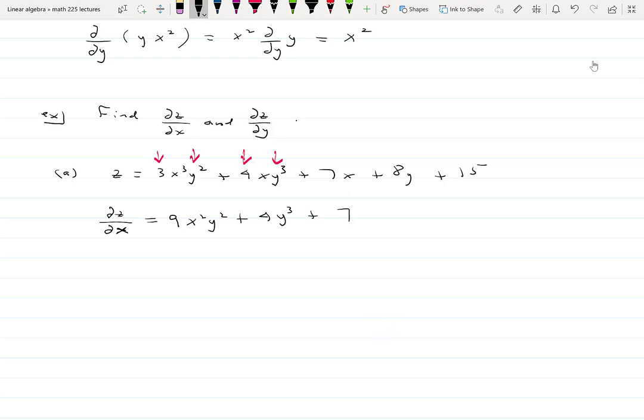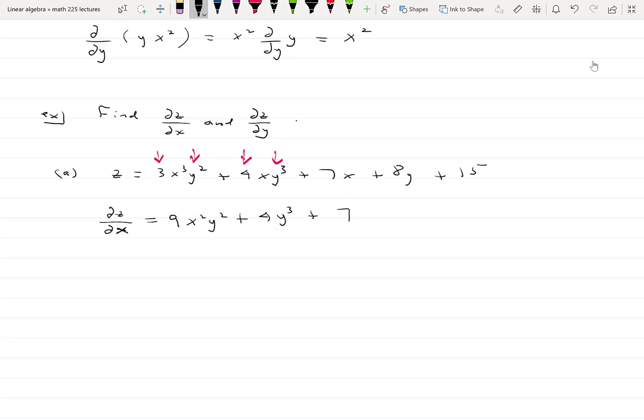What's the derivative of 7x with respect to x? Of course, it's 7. Now here's the make or break question for you right now. Don't worry if you don't get it, but I think you will. What's the derivative of 8y with respect to x? It's 0. Why? Because I'm holding y constant. If y is constant, 8 times y is constant, and the derivative of a constant is 0. Of course, the derivative of 15 with respect to x or y is 0. So here's our derivative with respect to x.